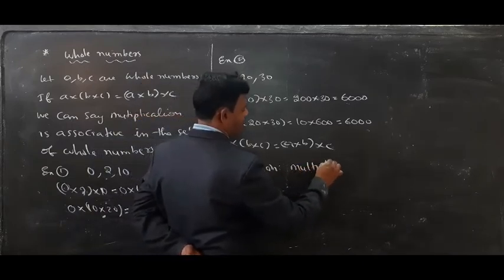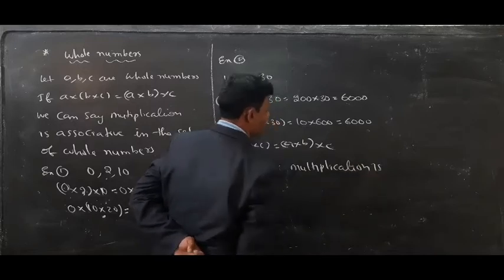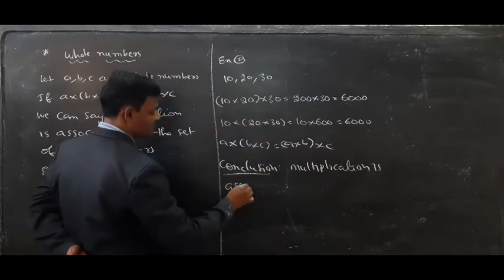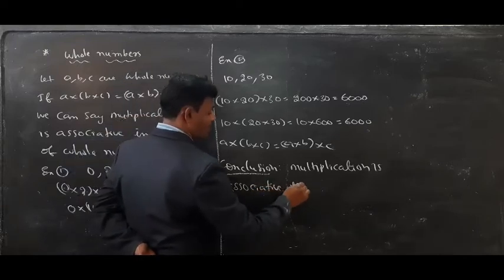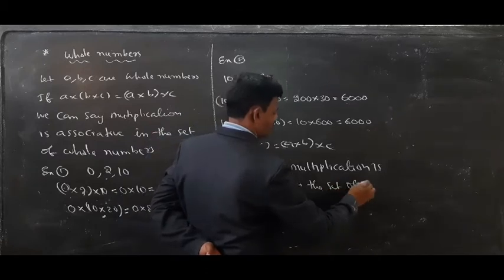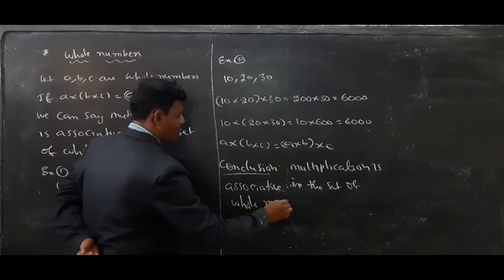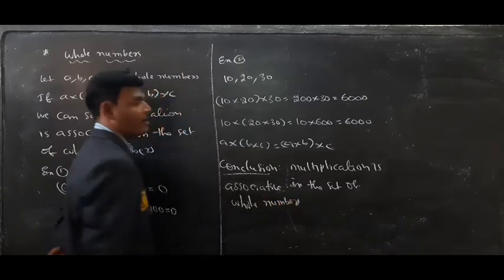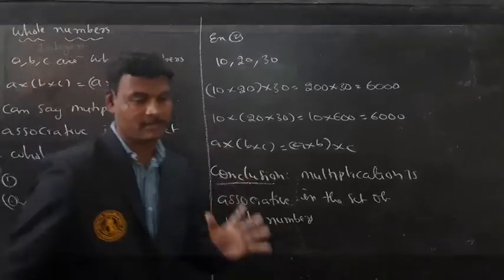Multiplication is associative in the set of whole numbers. Multiplication is associative in the set of whole numbers.